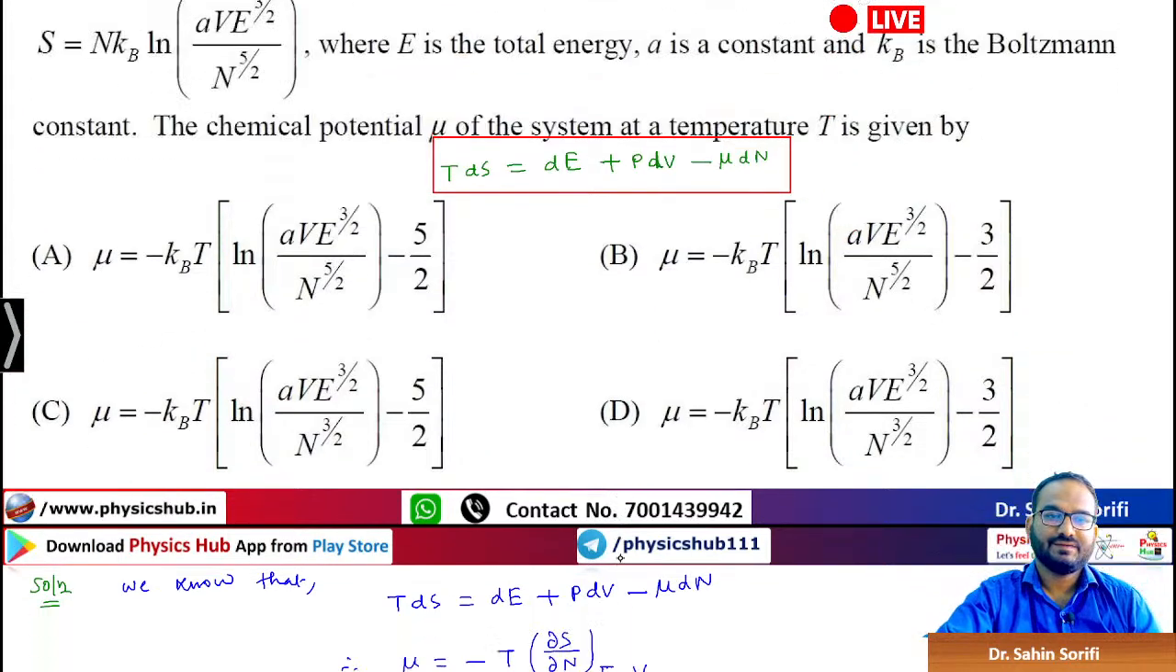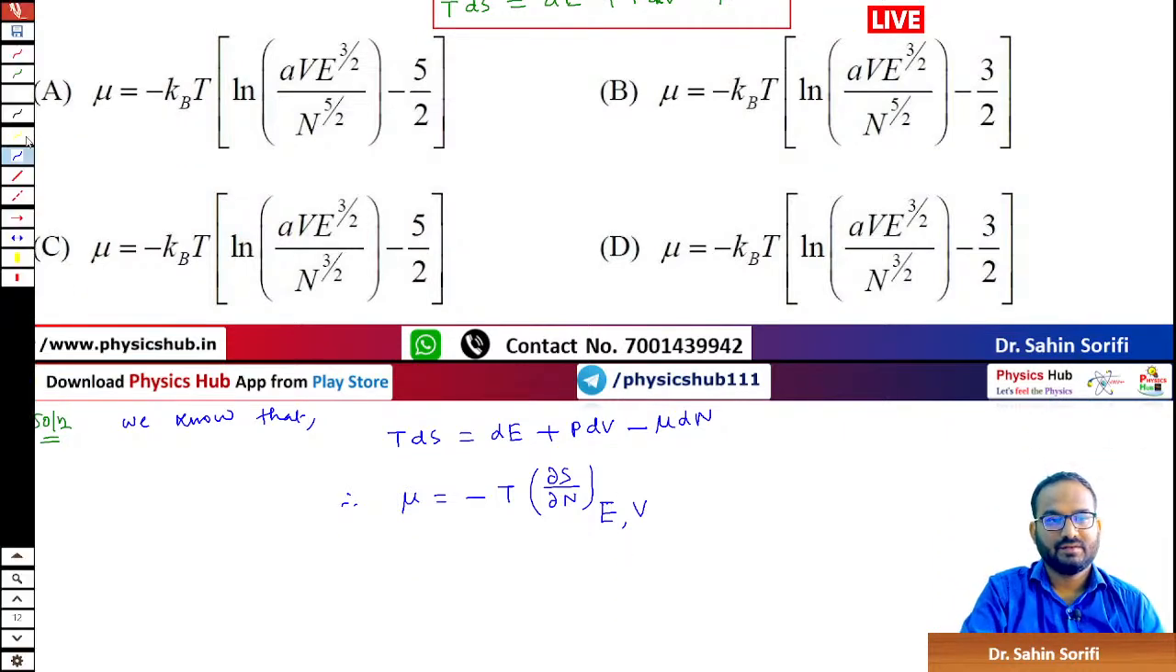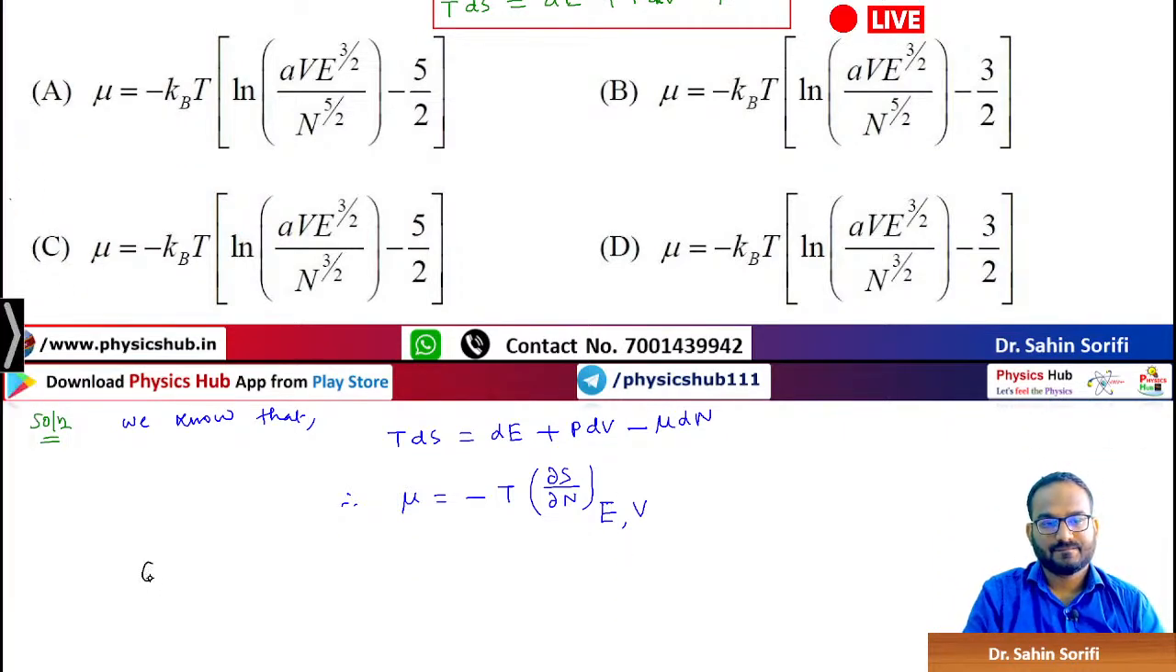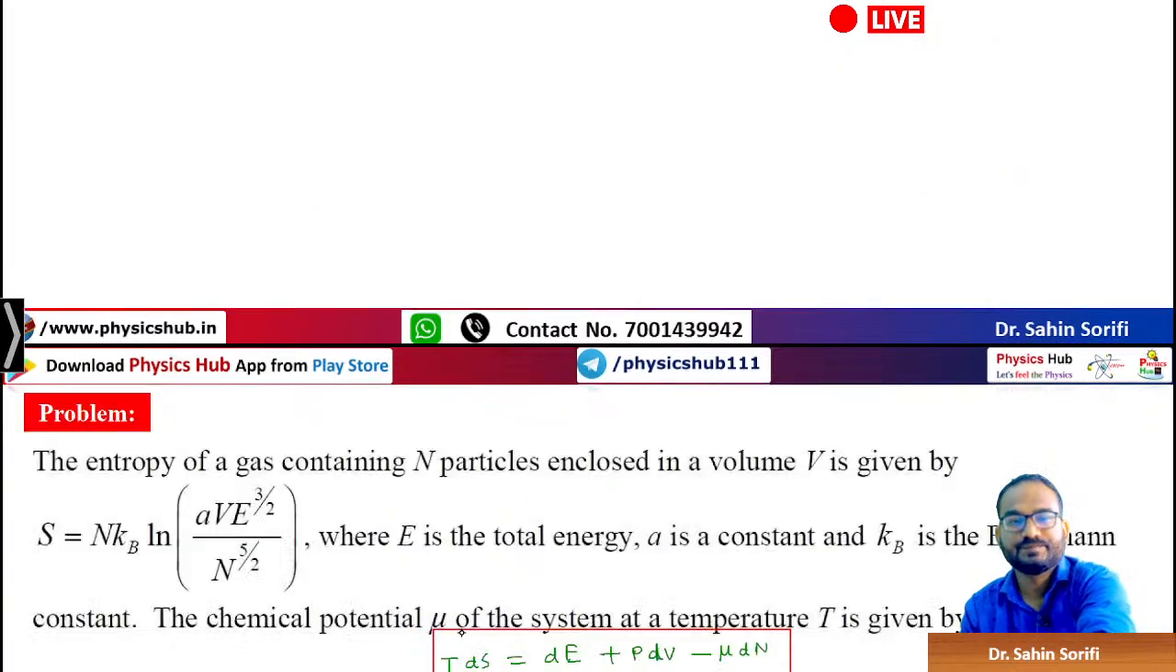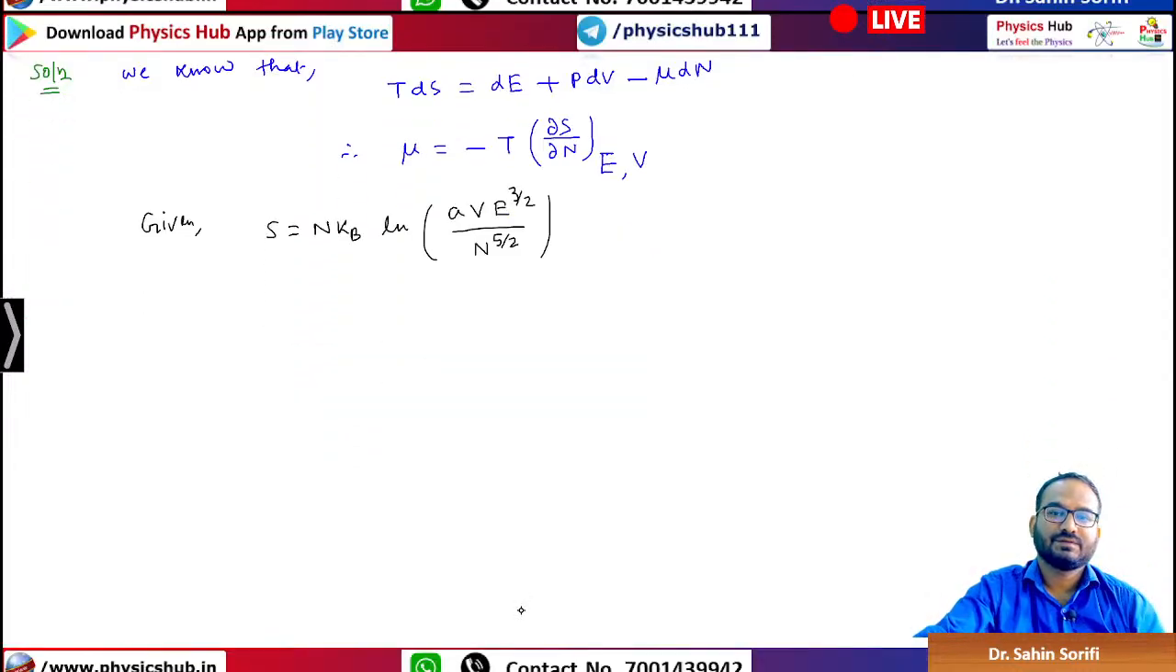Now given S is equal to N Kb ln of A V e to the power 3 by 2 divided by N to the power 5 by 2. Match it. A V E to the power 3 by 2 divided by N to the power 5 by 2. Yes. Now we just need to take the derivative with respect to N.